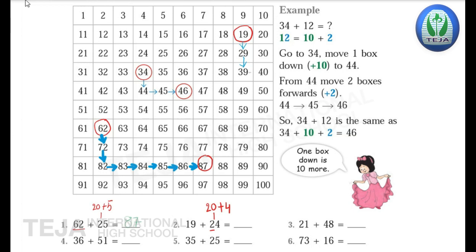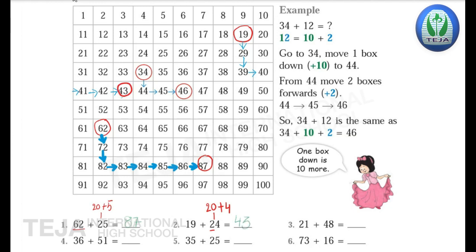See children, this is 1. After 40, the next number is 41. 2, 3, 4. So where do we stop? 43. So 19 plus 24 is how much? It's 43. Circle 43, children, and write the answer here in the box.